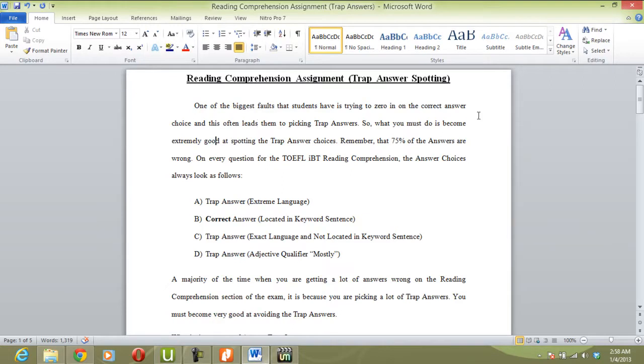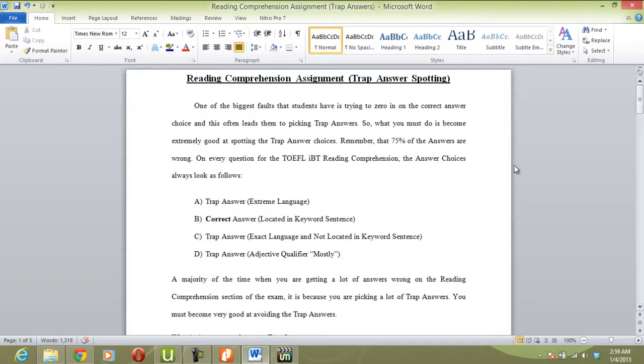So many students, when they get a lot of answers wrong on reading comprehension, most of the time it's because they're picking trap answers. They're looking over trap answers. They're not conscious of the actual trap answers when they're making their selections. And so what we're trying to do for you is to get you conscious of trap answers when you're making your selections so that you spot them right away.